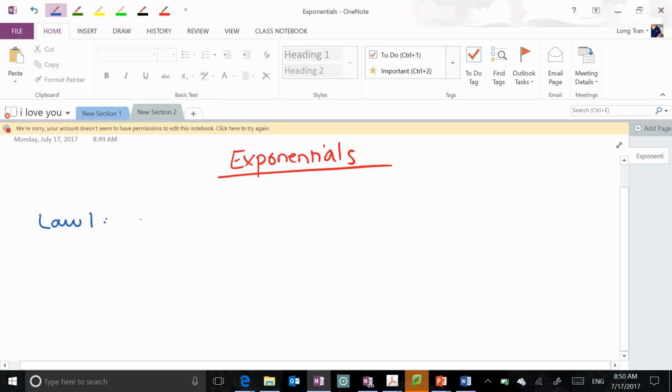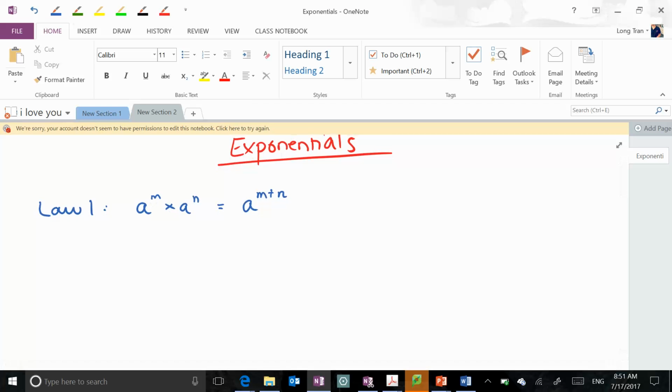Okay, so law number 1, if you have a to the power of m, times a to the power of n, so both of them having the same base, it'll be equivalent to a to the power of m plus n. So whatever the 2 powers are, if you're multiplying them, you can add them. That was law number 1. I tried to give you the logic, and you didn't have to memorize the rules. Otherwise, you can memorize them. There's like 7 or 8 of them. So, what's law number 2?